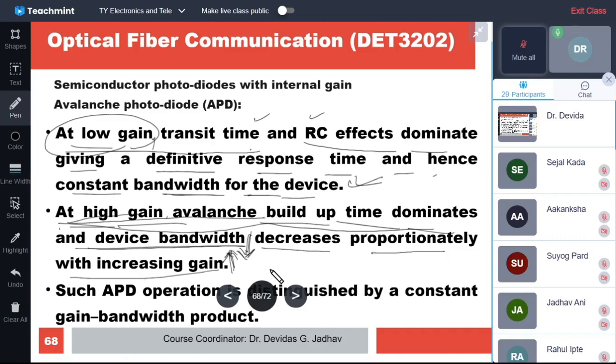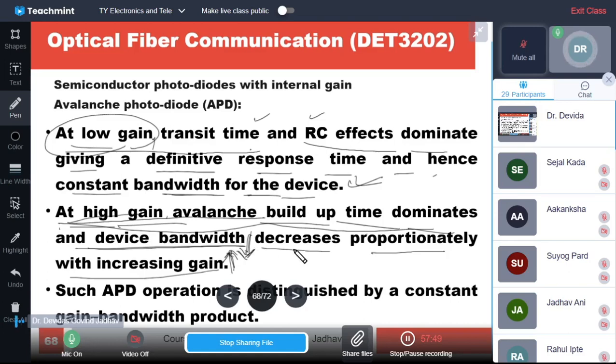So bandwidth is not constant in this case. In the high gain case, bandwidth is not constant. Bandwidth is dependent on the amount of gain of the avalanche build-up process. So gain is increased, bandwidth decreases. Gain is decreased, bandwidth increases. Okay. So as gain is increased, bandwidth decreases proportionally with increasing gain.